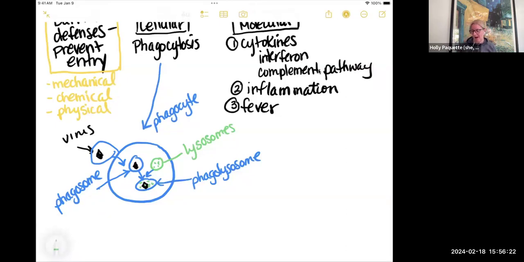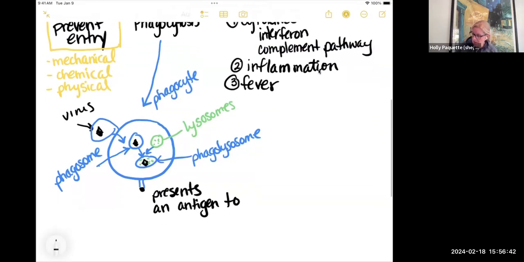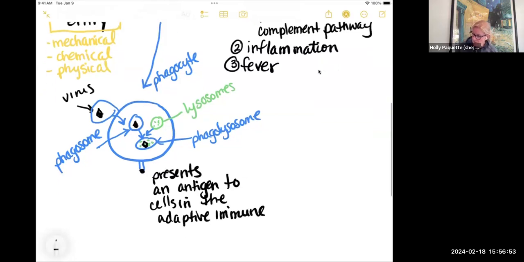But the other thing that this phagocyte can do is actually present on a protein outside of it a little bit of that virus. So in this case, it presents an antigen. And this would be to cells in the adaptive immune system. So when we get to the third line of defense next week, you'll be able to see where this would come into play.